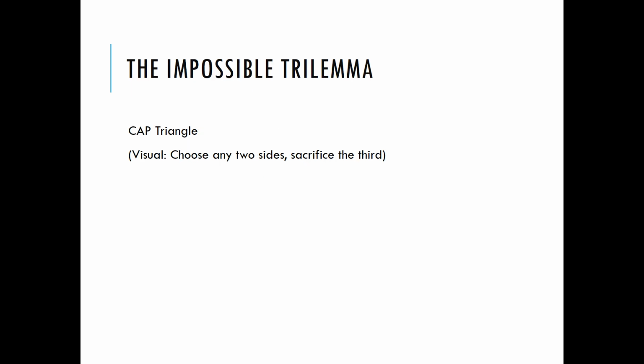Here's the trilemma. CAP forms a triangle where choosing 2 properties forces sacrificing the third. For example, pick consistency plus availability, CA. You lose partition tolerance. Pick consistency plus partition tolerance, CP. Availability suffers. Pick availability plus partition tolerance, AP. Consistency weakens. This isn't just theory, it's the blueprint for every distributed system design.